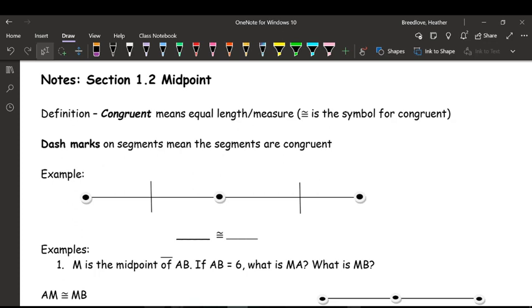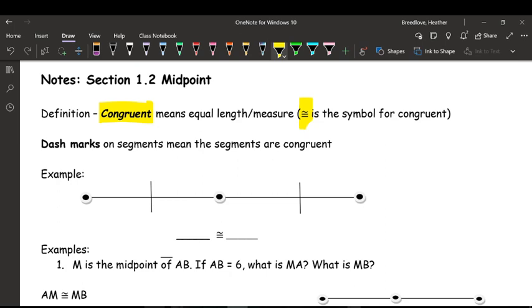So first we have to do the definition of congruent. Congruent means equal length or measure. And there's a symbol that is the equal sign with a little squiggle on top. That means congruent. I will use that a lot because I'll get tired of writing congruent eventually. Equal sign with a squiggle means congruent. All right, dash marks on segments also mean congruent. They mean the piece of the segment is congruent.